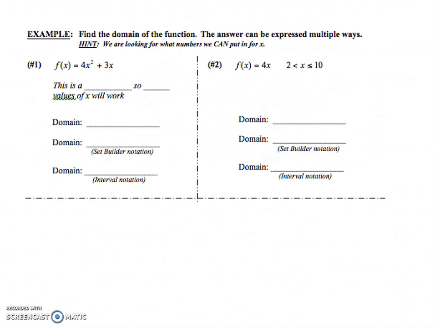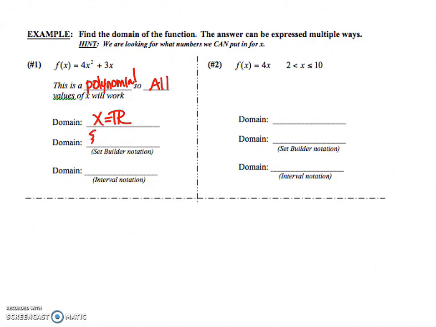Our next examples ask us to find the domain of the function and express the answer in multiple ways. And again, a reminder here, our hint. Domain means what are we allowed to put in for x? What can we put in for x? So for example number 1, this is a polynomial. So all values of x will work. Our domain here is going to be x equals all reals.